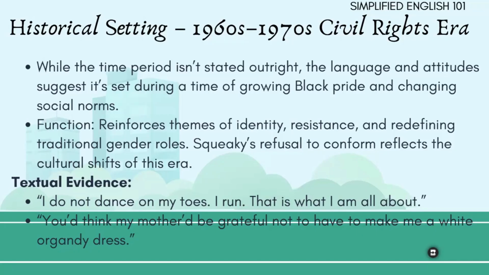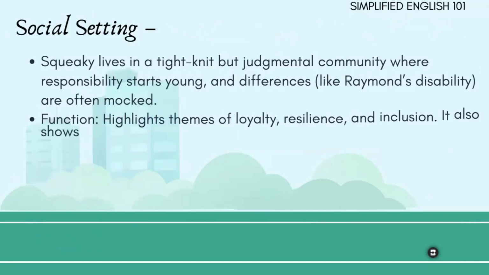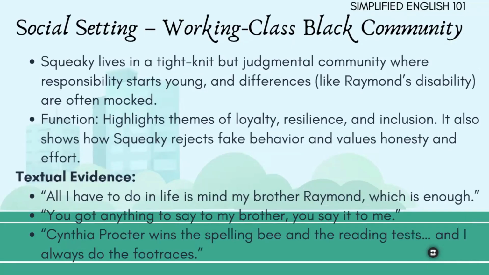Let us look at the social environment or social setting. Socially, Squeaky's world is one where kids have real responsibilities and reputation means a lot. She's not just a runner. She's Raymond's caretaker first and foremost. She says, "All I have to do in life is mind my brother Raymond, which is enough." That tells us her reality. She is a child, but with a grown-up responsibility.